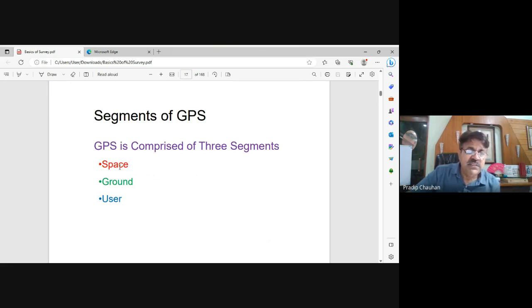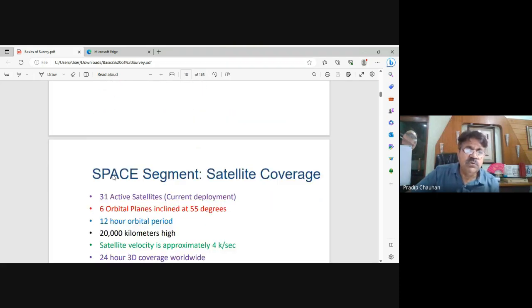One is the space, where a lot of satellites are moving. Then the ground, where we are using base and rover for collecting data, and we are the users. Now, who could be the user?